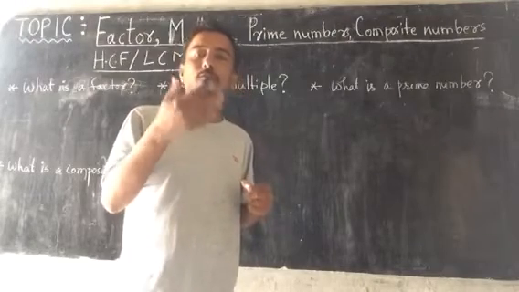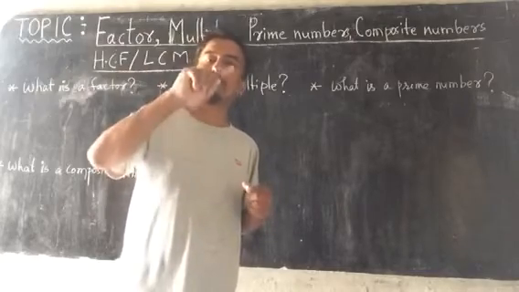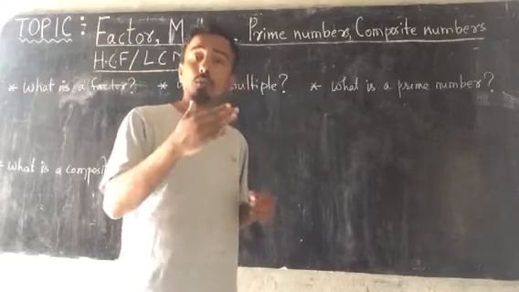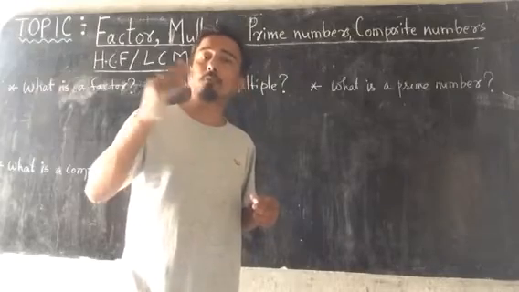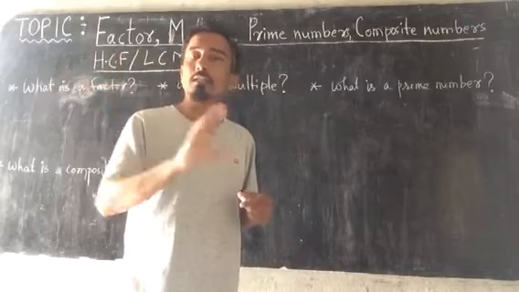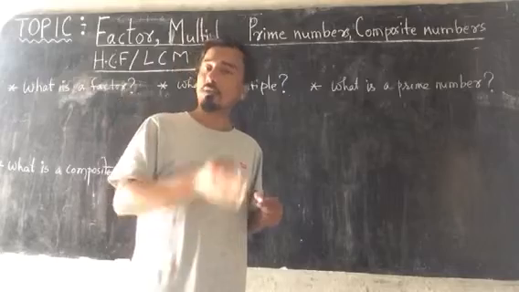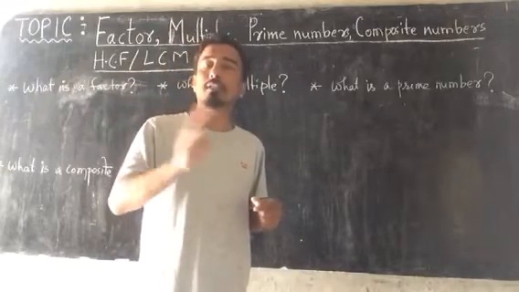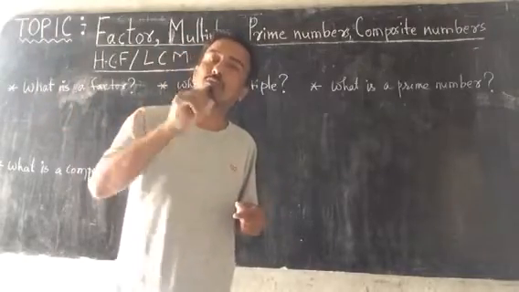Similarly, if I take 11, 11 cannot be divided by any other number. 1 can divide any number. By 2, 2 5 is 10, 2 6 is 12, 11 did not come. By 3, 3 3 is 9, 3 4 is 12, 11 did not come. By 4, 4 2 is 8, 4 3 is 12, 11 did not come. 5, 5 2 is 10, 5 3 is 15, 11 did not come. 6, 6 1 is 6, 6 2 is 12, 11 did not come. 7 1 is 7, 7 2 is 14, 11 did not come. In that way, if you see the tables, you will not get 11. So 11 is also a prime number.